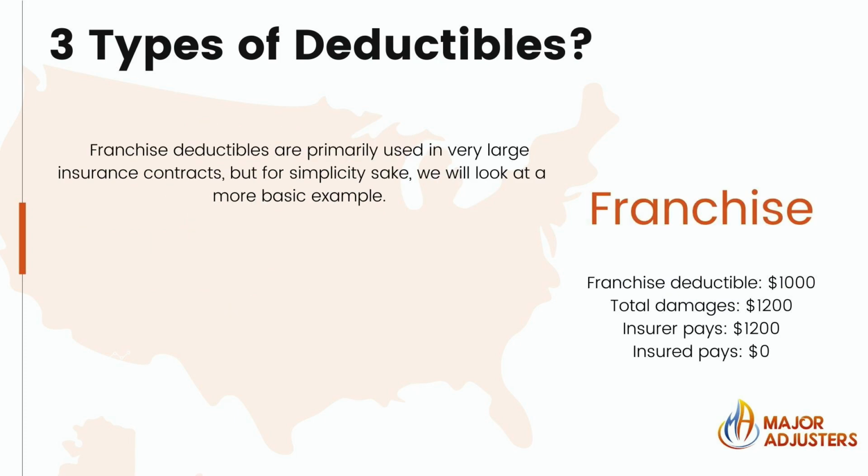If a policy comes with a franchise deductible of $1,000 and the insured item experiences $1,200 worth of damage, the insurer pays the full $1,200 and the policyholder pays nothing. If, however, the total cost of damage to the item is $700, the policyholder pays the full amount. Franchise deductibles are seen most often in marine insurance.